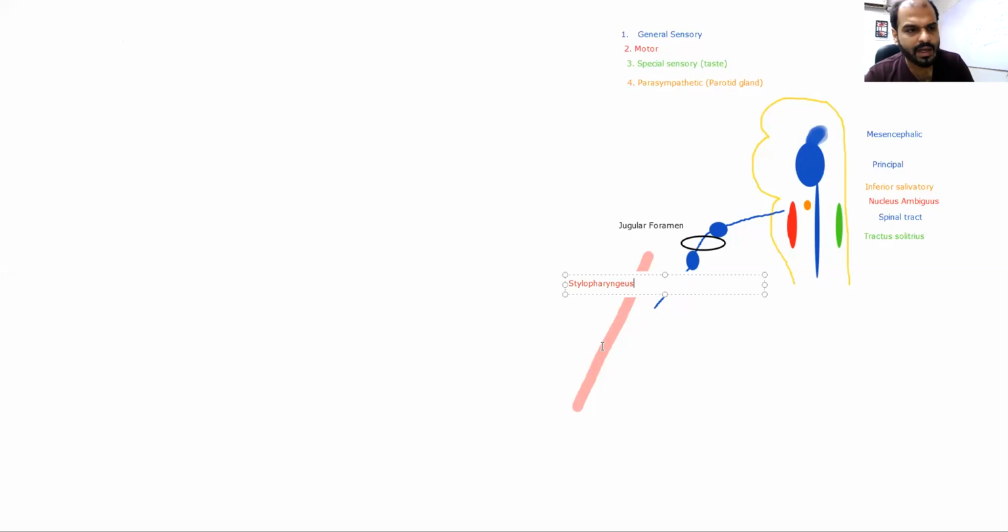Stylopharyngeus, and it loops around it and moves ahead by giving a motor supply to the muscle. So we can make a nerve supply in red color, which is obviously arising from a nucleus, which was the nucleus ambiguus, and this nerve is supplying the muscle.